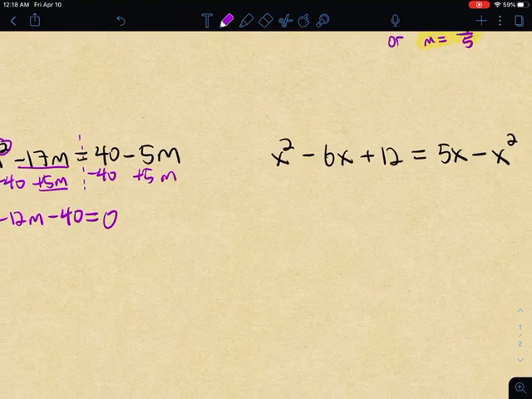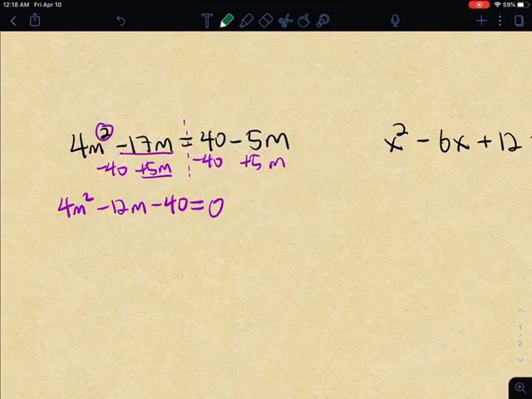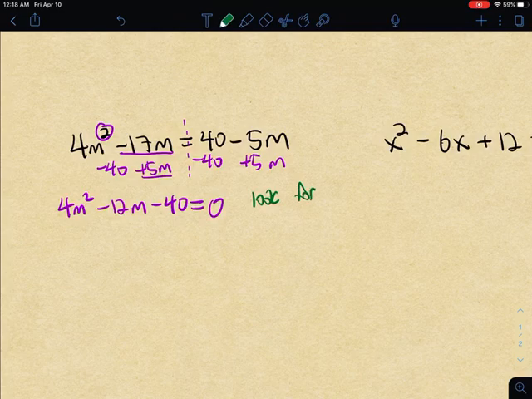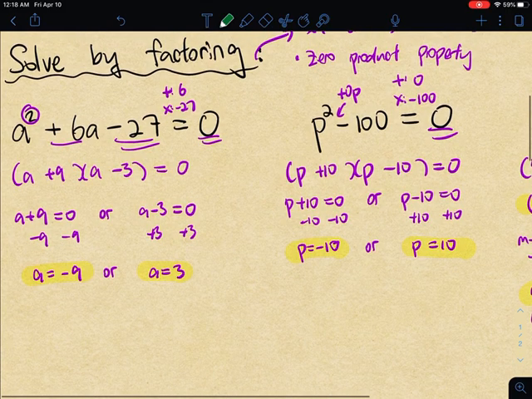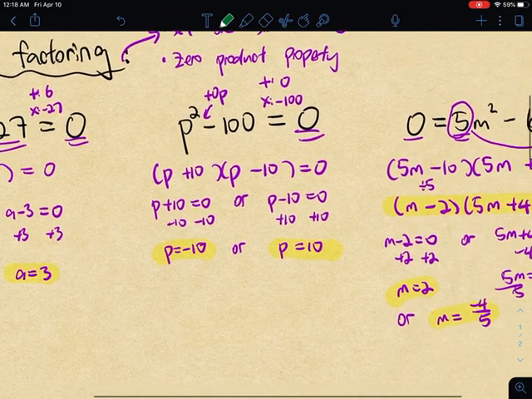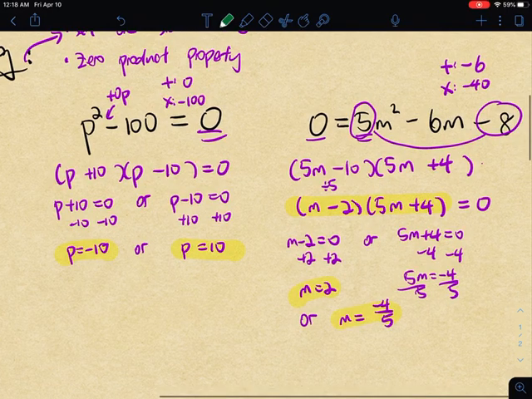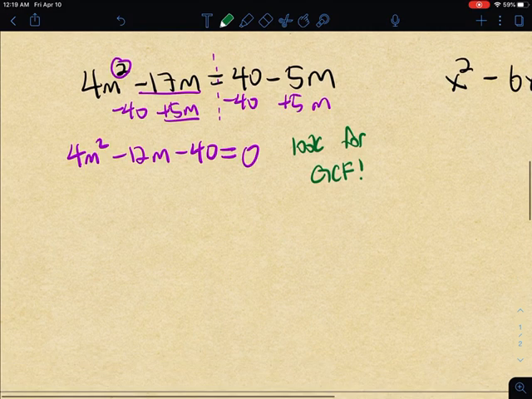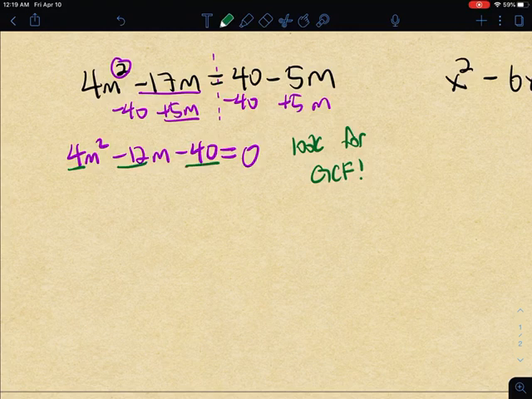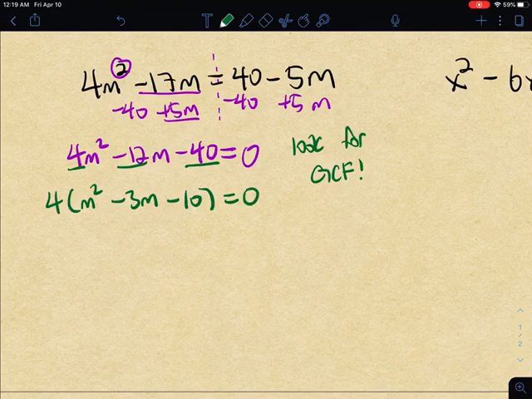And remember, when we factor, the first step is always to look for the GCF. Okay, for the ones we did before, there was no GCF, right? Like a squared plus 6a minus 27, no GCF. P squared minus 100, no GCF. And then here, 5, 6, and 8, there's no GCF there either. Okay, but here we do have one. I think our GCF between 4, 12, and 40 is 4. So let's take that out first. I'm left with m squared minus 3m minus 10 equal to 0.